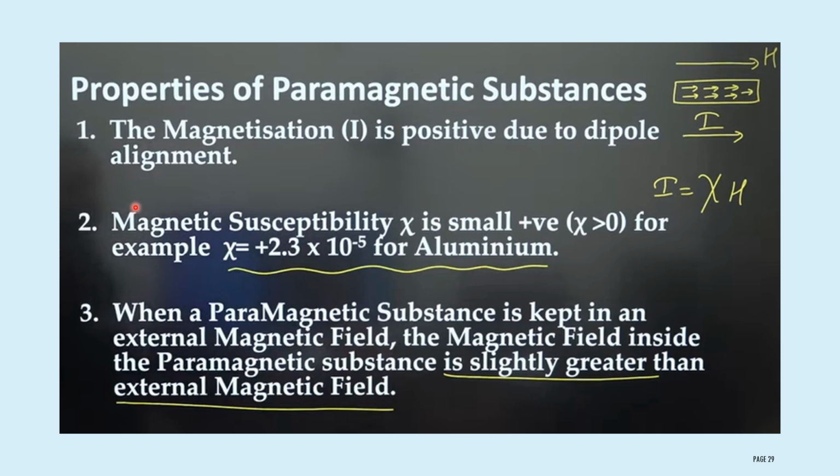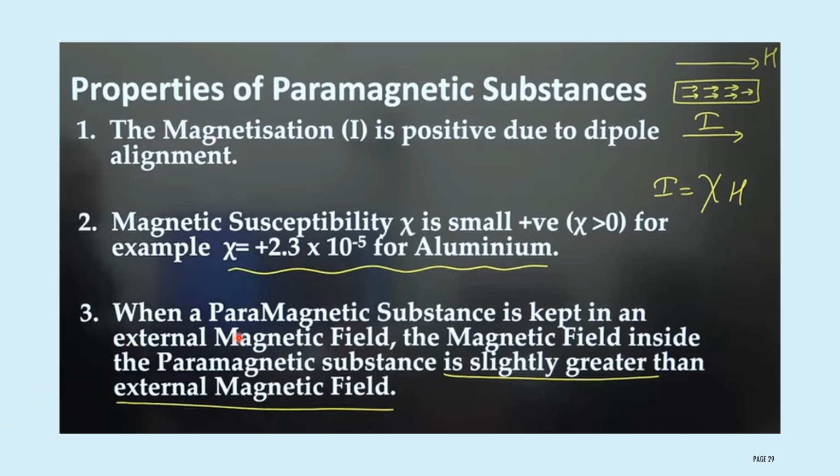dipole moment. Then second point, magnetic susceptibility, zeta, is small and positive. Zeta will be greater than 0. For example, zeta value is 2.3 times 10 to the power of minus 5 for aluminium. Here you can see magnetization I is directly proportional to zeta. If magnetization is positive, then zeta is positive. Positive means it will be greater than 0.